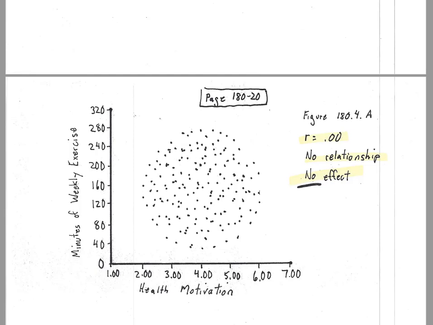It's not the case that people that score high on health motivation are more likely to exercise more. It's not the case that those that score low on health motivation are likely to exercise more. 0 relationship. If you know somebody's score on health motivation, it does not allow you to predict how much exercise they get at all. Correlation is 0.